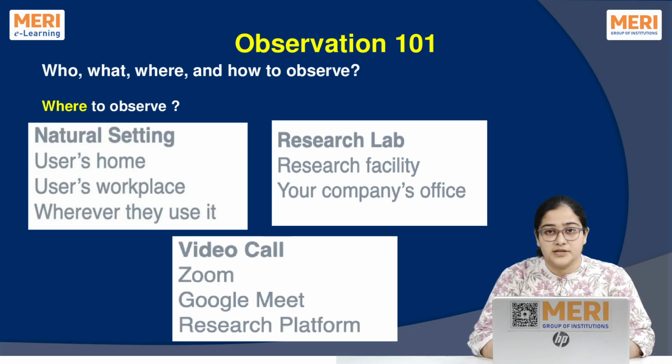Observations can occur in natural environments such as stores, offices, homes, or public spaces. These are called field observations and they help researchers understand how users behave in real-life contexts. Alternatively, observation can take place in controlled environments such as a usability lab, where researchers can monitor user interaction with specific products or systems.